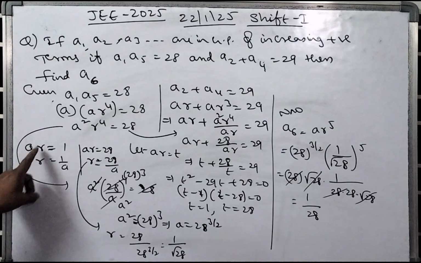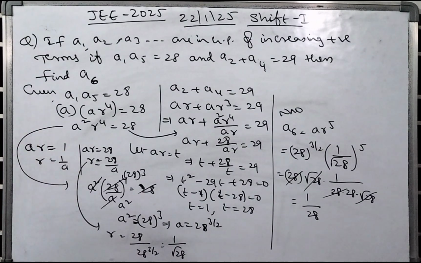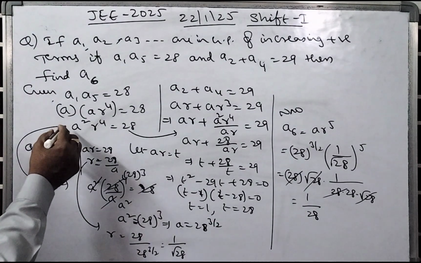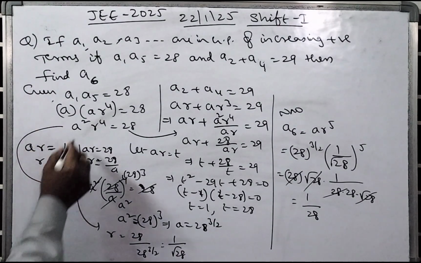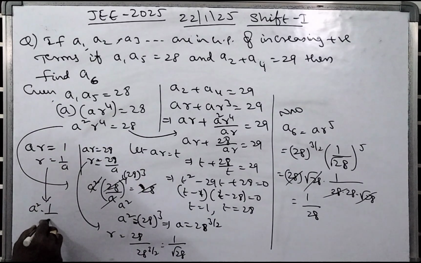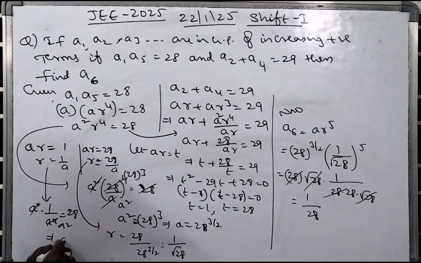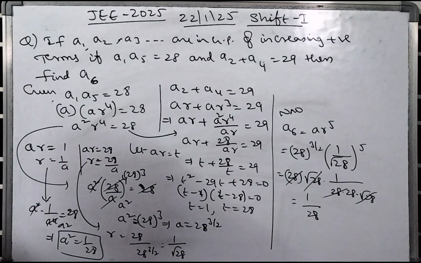So that's why we need to go for ar is equal to 1 also. We are having one more condition, ar is equal to 1 by a. So r is equal to 1 by a. What happens if you substitute r is equal to 1 by a here? So a square into r power 4, which is 1 by a power 4, is equal to 28. A square gets cancelled. So a square is equal to 1 by 28.